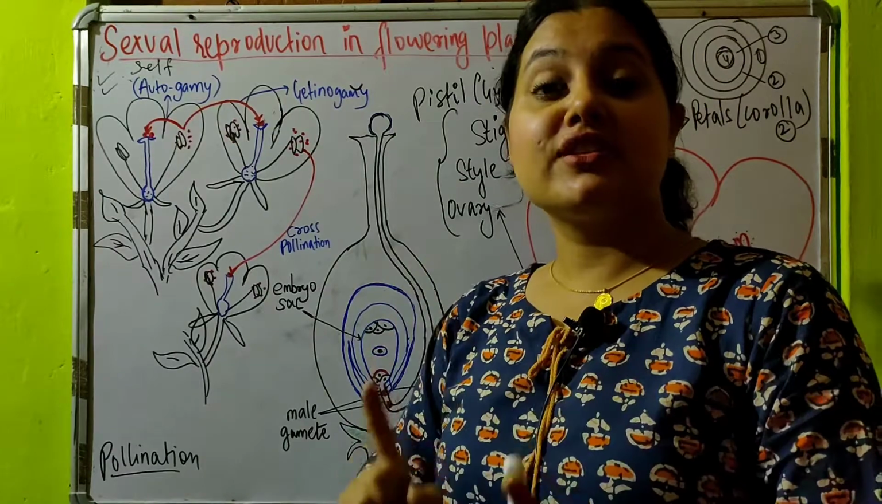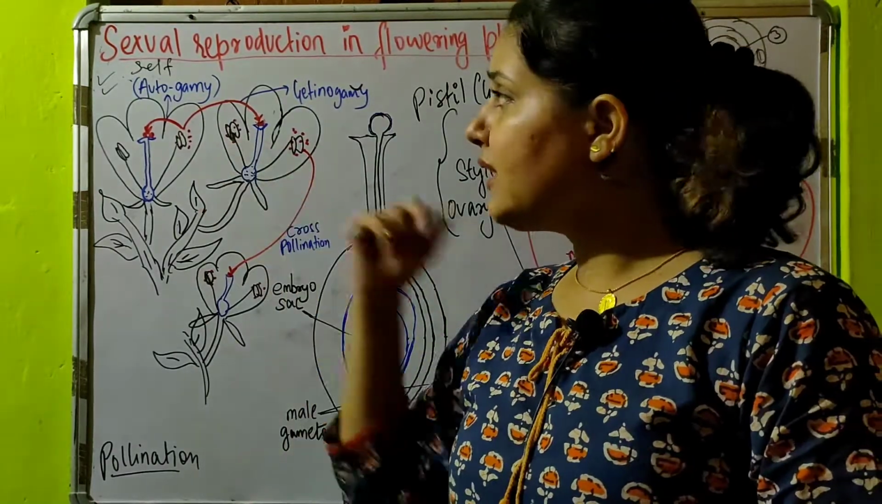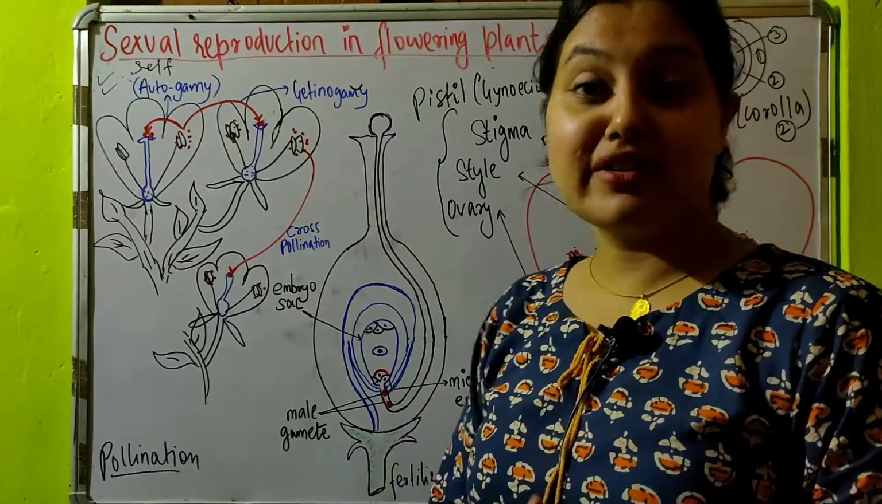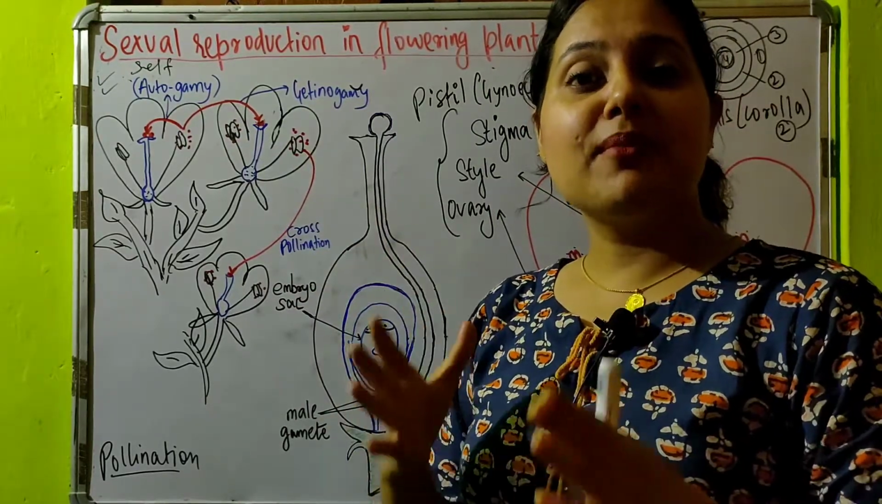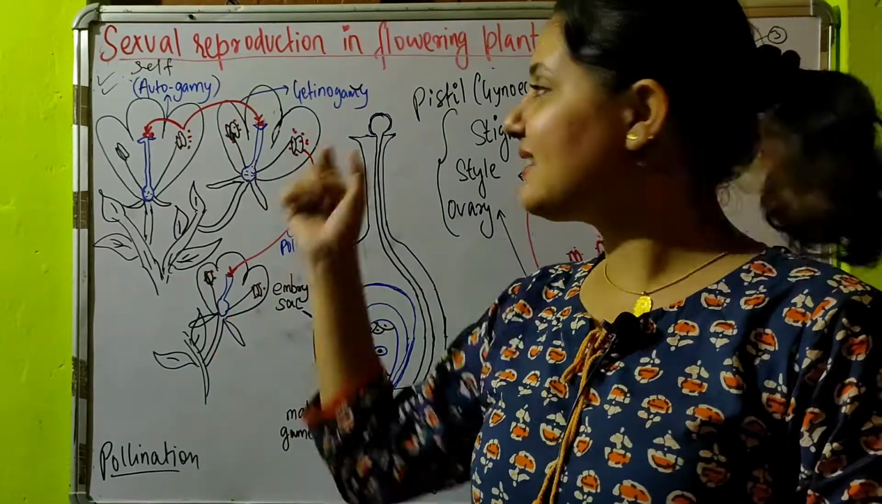When the pollen grain is transferred from anther to stigma of the same flower, that is autogamy, and when the pollen grain is transferred from anther to stigma of a different flower but of the same plant, that is known as geitonogamy.